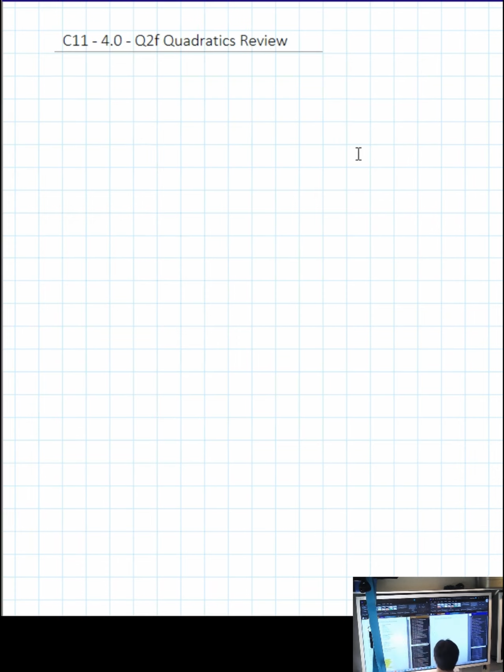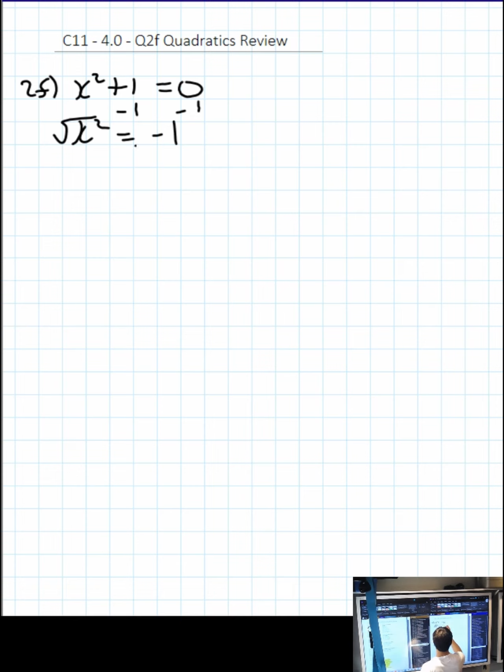All right. Okay, we have 2f. X squared plus 1 equals 0. So if in our heads we subtract 1 from both sides, x squared equals negative 1. So how do we get rid of a squared? We have to square root both sides. So square root both sides, and we get x equals, can we square root a negative? No. Cross it out, and no solution. Good, so let's just sketch this graph. So it's a little parabola.